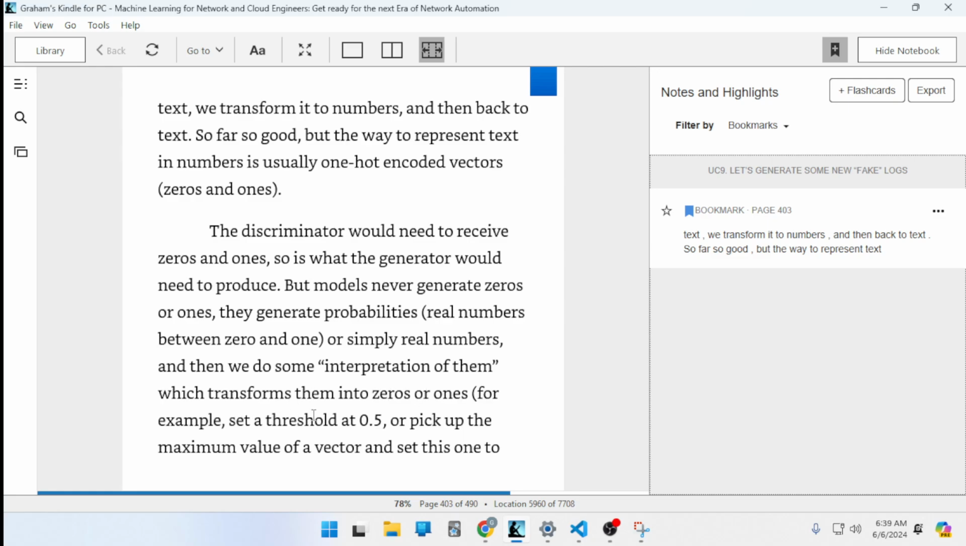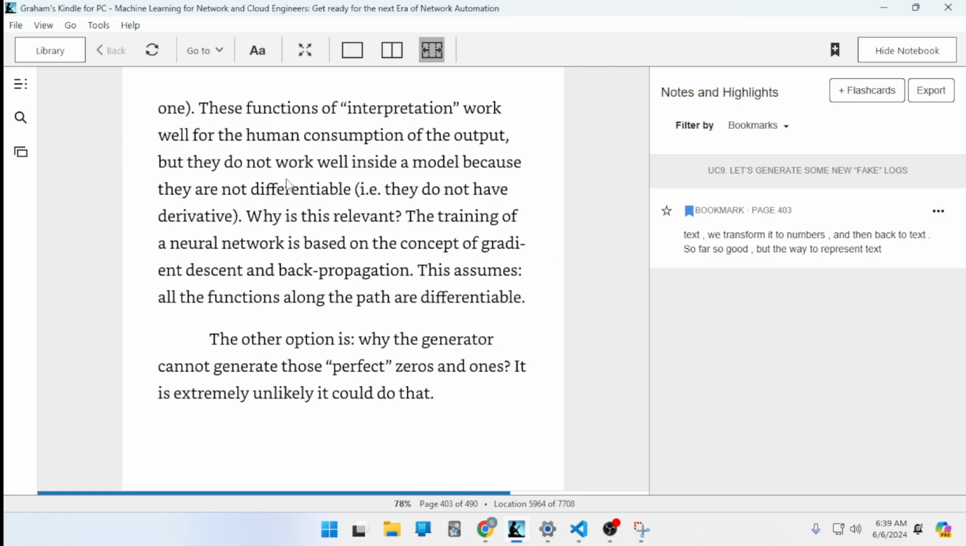For example, set a threshold at 0.5, or pick up the maximum value of a vector and set this one to 1. These functions of interpretation work well for the human consumption of the output, but they do not work well inside a model because they are not differentiable. For example, they do not have derivative. Why is this relevant? The training of a neural network is based on the concept of gradient descent and backpropagation. This assumes all the functions along the path are differentiable.